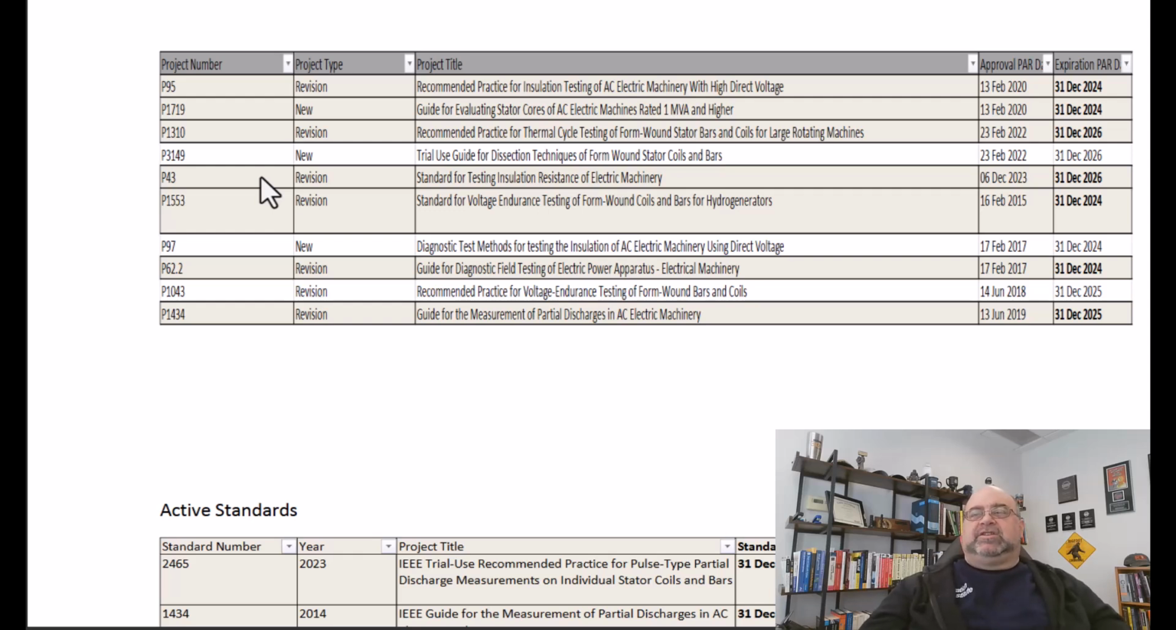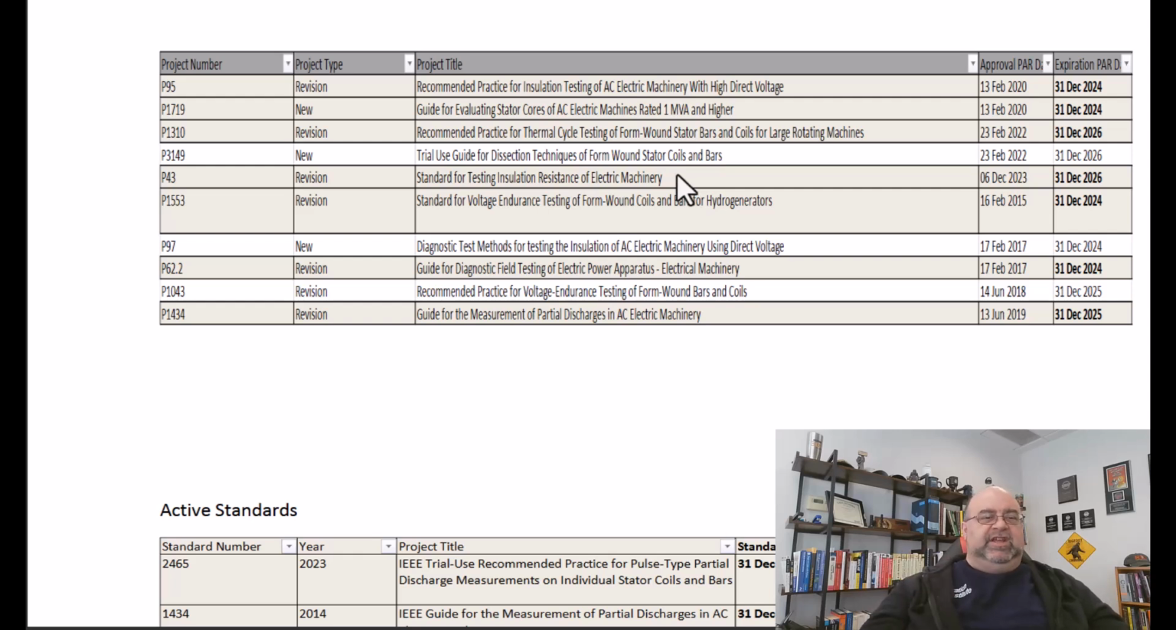So we're going back to some of those historical documents. I think, matter of fact, I'm one of the ones responsible for seeing if I've got a copy. So 43, standard for testing insulation resistance of electric machinery.